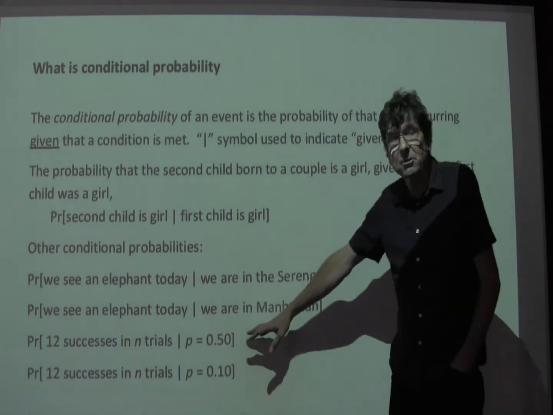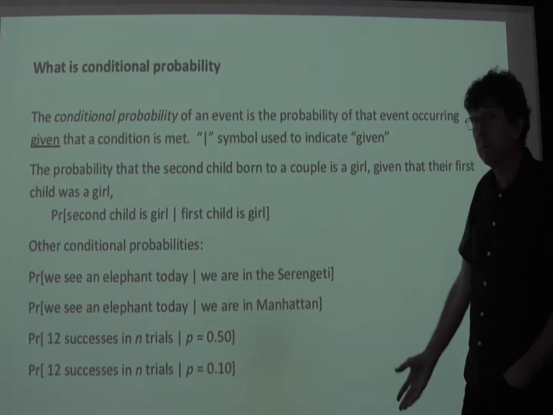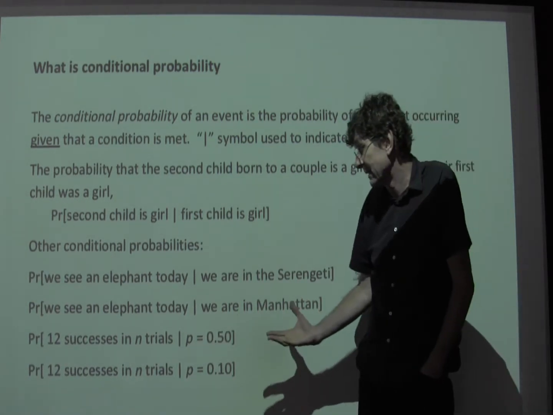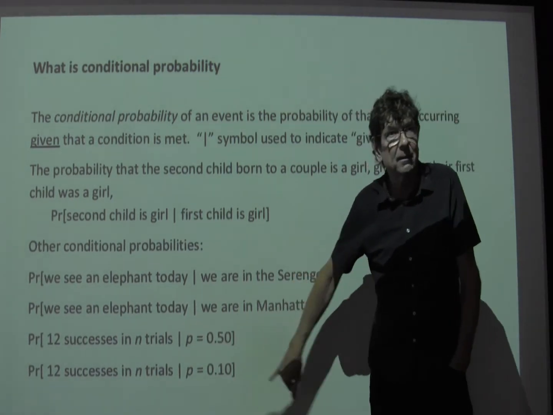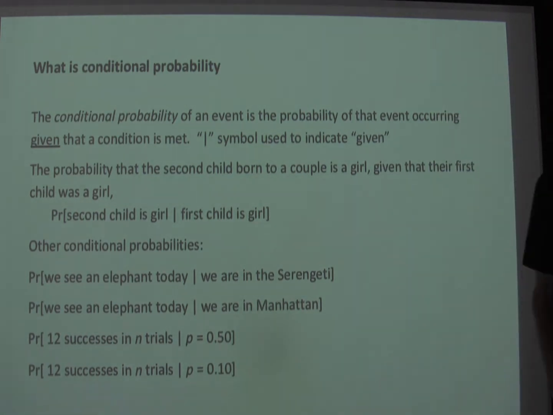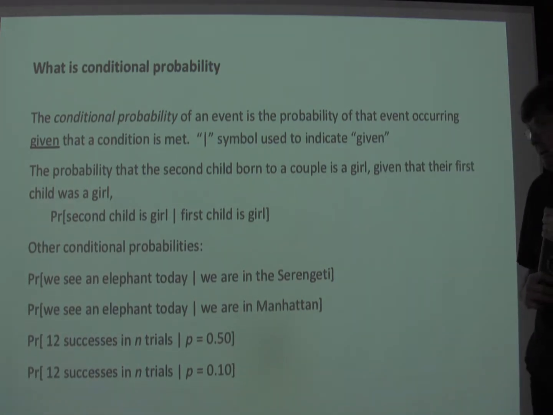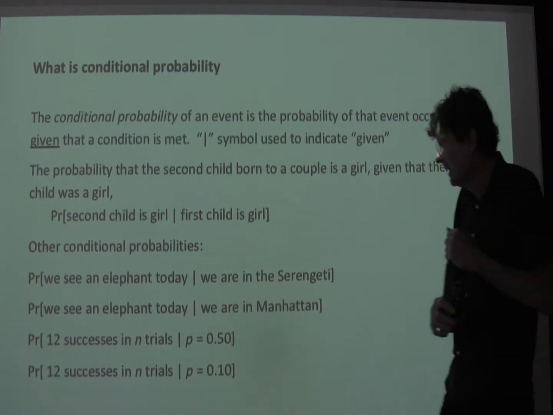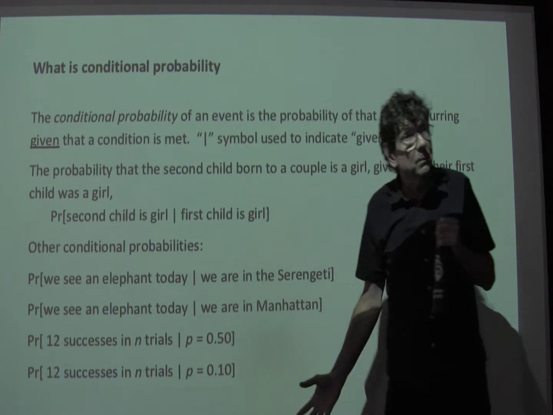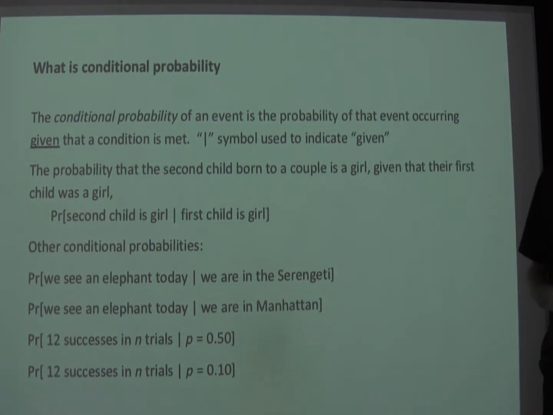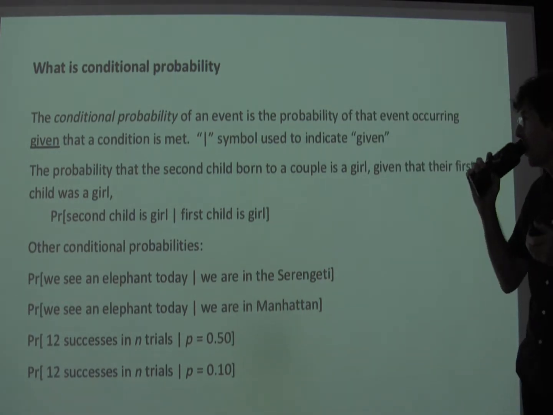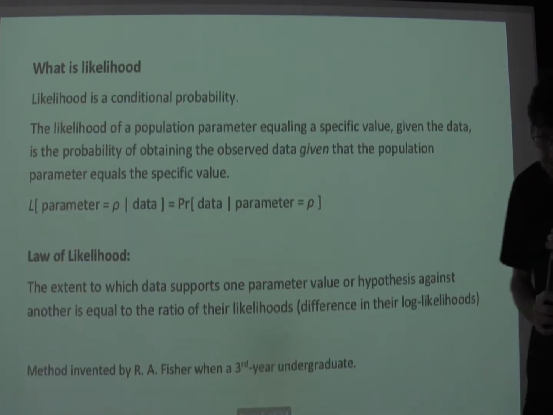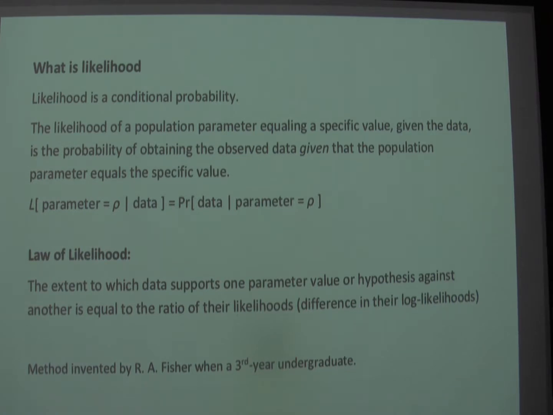So we use conditional probabilities in the following way in the examples that I'll show you today. What's the probability of getting 12 successes in n trials given that the probability of success in any one trial is 0.5? Fairly straightforward. What's the probability of 12 successes in n trials given that the probability is 0.1 instead? Well, that's a different probability. Likelihood is a conditional probability.